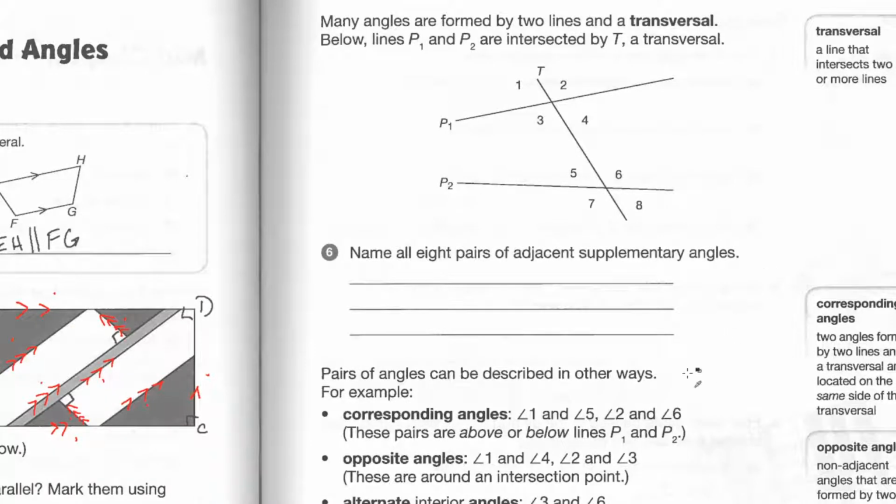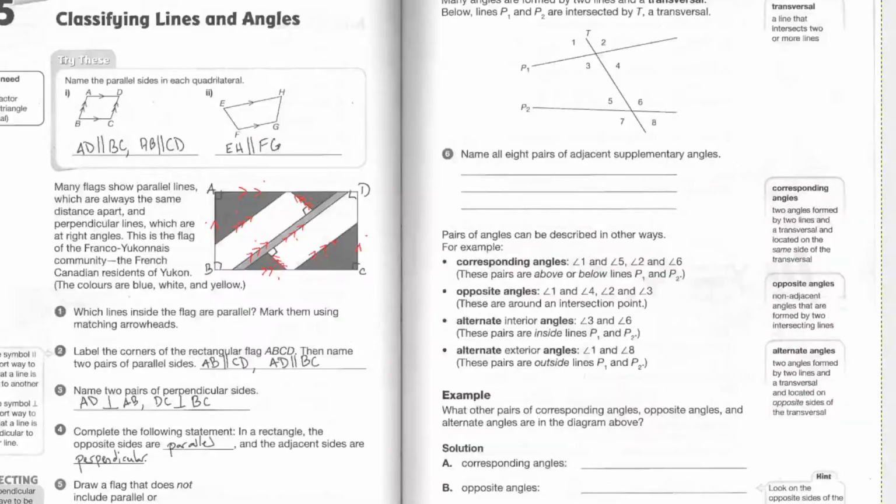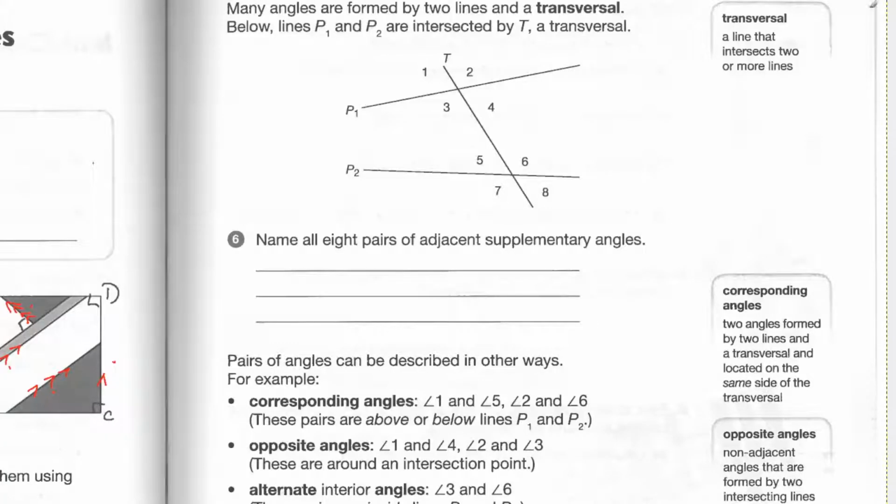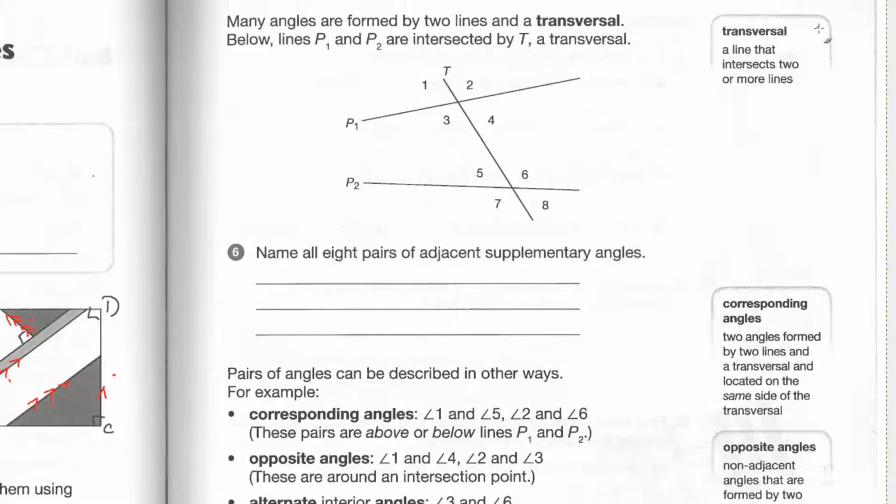Now it's time to learn a few more definitions. I'm assuming that perpendicular and parallel was a refresher for you. So let's move on. Many angles are formed by two lines and a transversal. Below we have lines P1 and P2, and they're intersected by line T, a transversal. So that's this line right there. Any line that intersects two or more lines is called a transversal. Name all 8 pairs of adjacent supplementary angles.